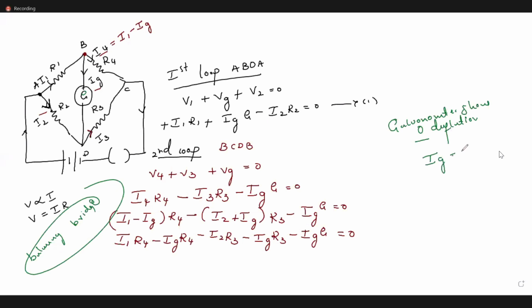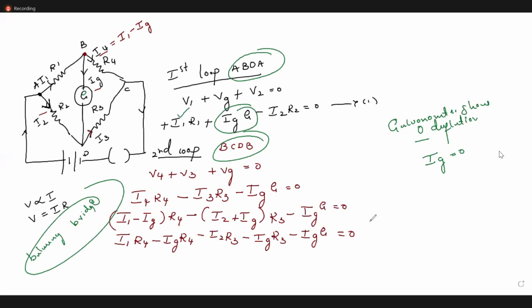Now I'm going to apply this balance condition to both the equations I got, for the first loop ABDA and the second loop BCDB. Now, which terms are going to be 0? Just check it. For equation 1, can I write it as I1 R1? Okay, it is that. And IG into G, 0 into something, it will be 0.